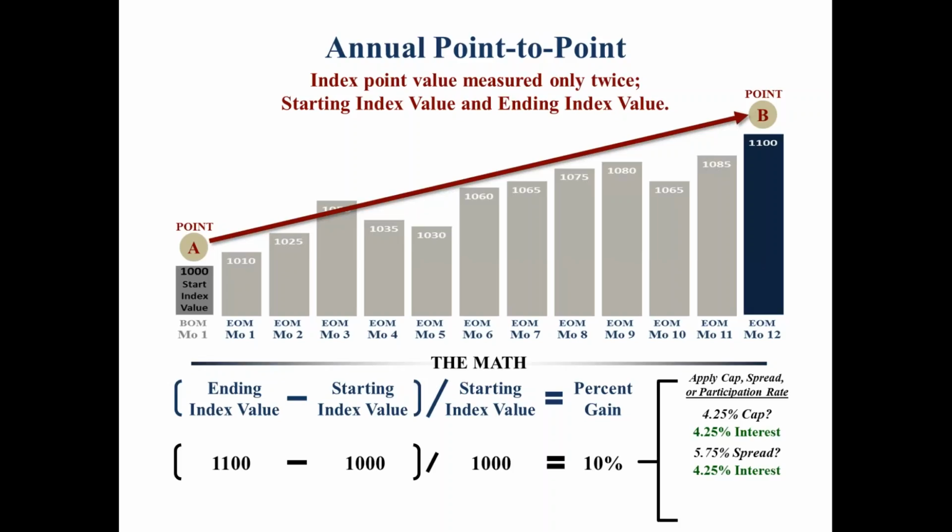What if instead of a cap, it uses a spread? If our spread was 5.75%, we take 10% minus 5.75, and we come up with 4.25% interest. Now, what if it used just a participation rate? What if it was a 45% participation rate? Well, what's 45% of 10%? 4.5%. And that's the interest that would be credited depending upon which one of those things it used.